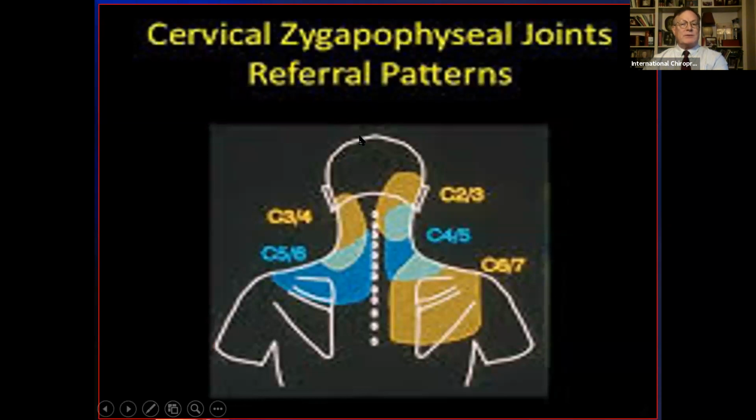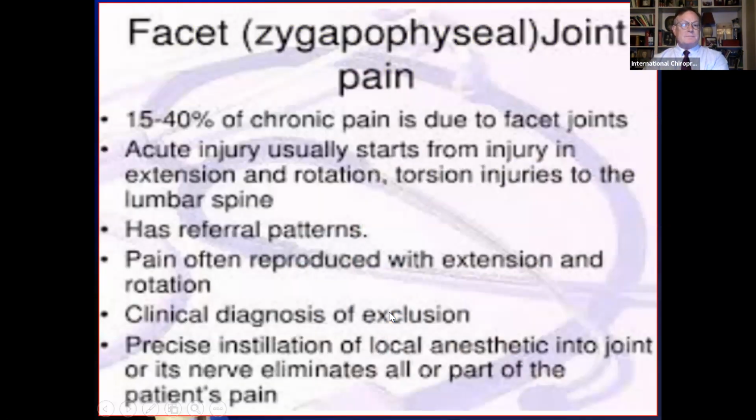The cervical facet joints have specific referral patterns, and they can masquerade as different sorts of neuropathies, but in fact, these pain patterns are produced by a specific facet. C2-3 is in this particular shaded area here. So somewhat less than half of chronic pain is actually from the facet joints. An acute injury usually starts the problem, and then rotational injuries and so forth, and it has these referral patterns. The patient is unable to move their head and neck normally, and they often have head forward posture. We've talked about cell phone, iPhone, head forward posture.